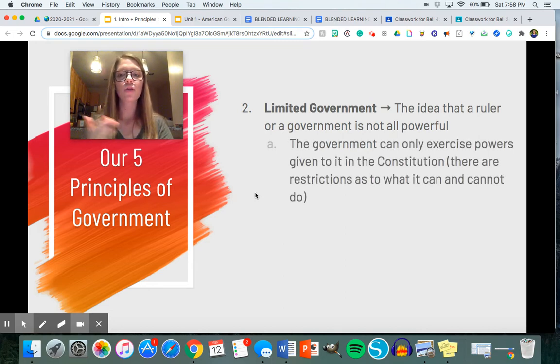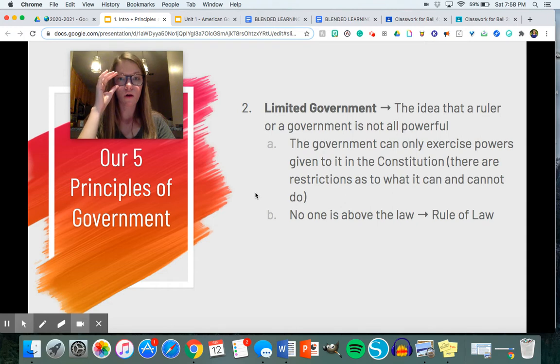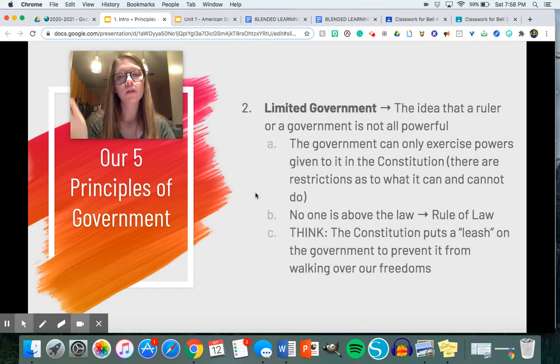The government can only exercise powers given to it in the Constitution, right? There are restrictions put in place as to what it can and cannot do. No one is above the law. We call this concept rule of law, right? Just because you are in a position of power doesn't mean that you can break the law and not face consequences, right? As we'll see, there are legal consequences still when you are even the president or on the Supreme Court, okay?